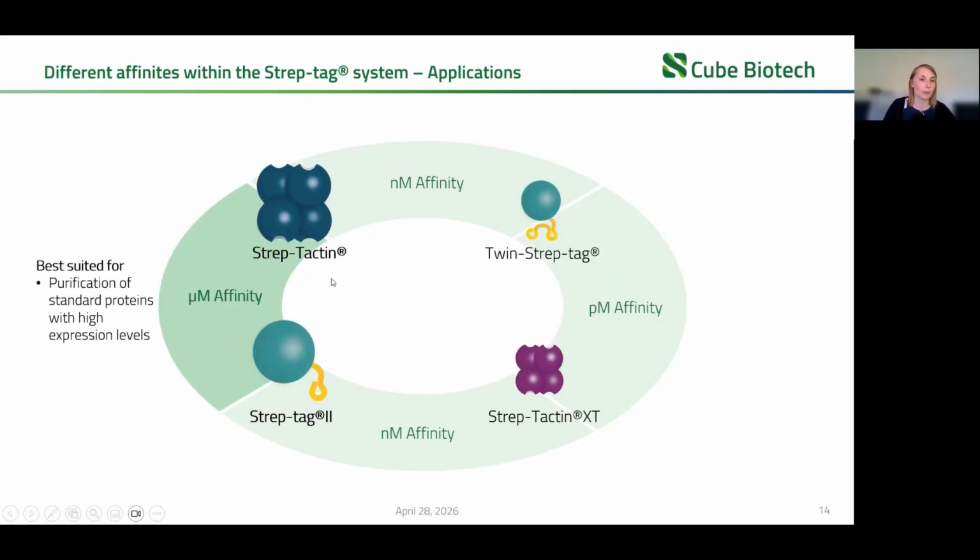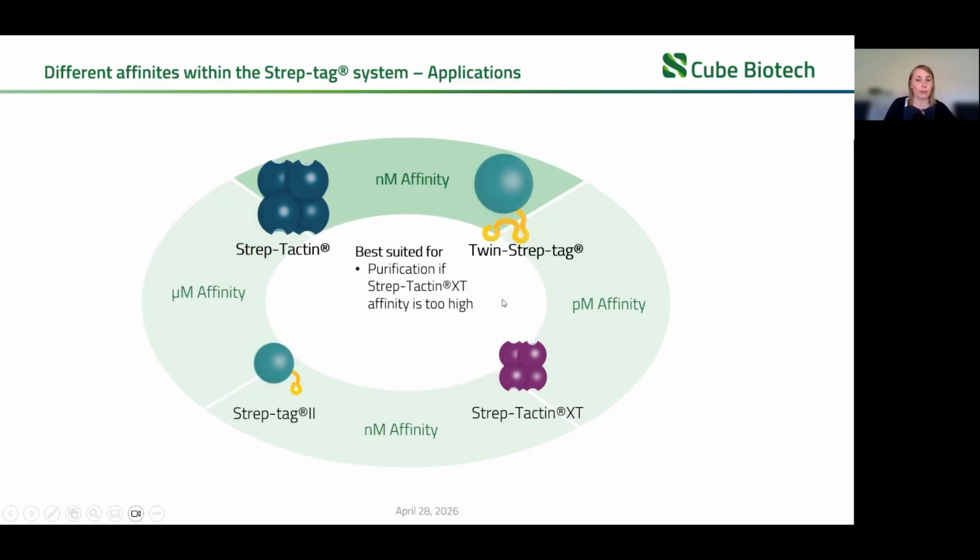So first of all, this was, of course, the original system, the Strep-Tactin and the Strep-Tag2 combination. And it works perfectly well for all standard proteins. So if you have a protein with high expression levels, you might not necessarily benefit from changing to the high affinity Strep-Tactin XT or from changing the Strep-Tag2 to the Twin-Strep-tag.